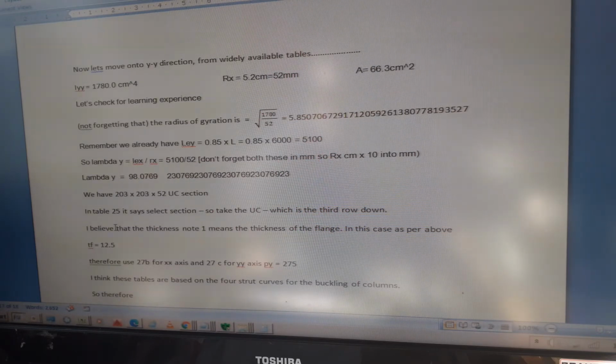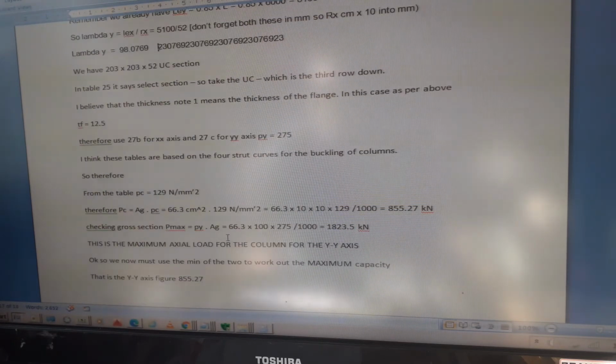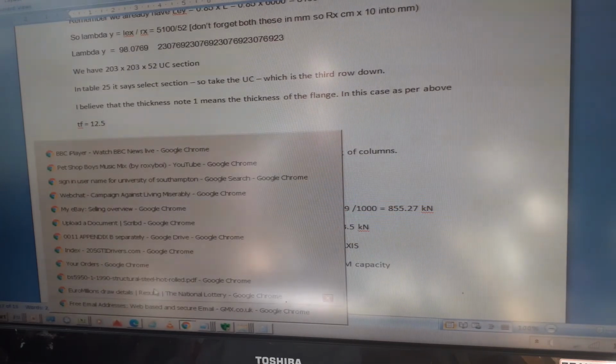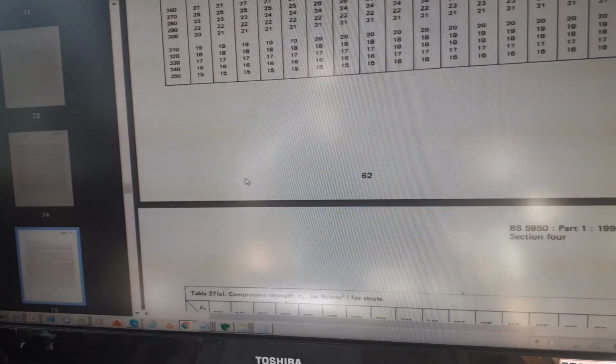As we worked out above, table 25, it says select section UC, third row down. Thickness means that the thickness of the flange is 12.5. Therefore use table 27C for the YY axis. So we got lambda equals 98. So now we've got to move on to table C.